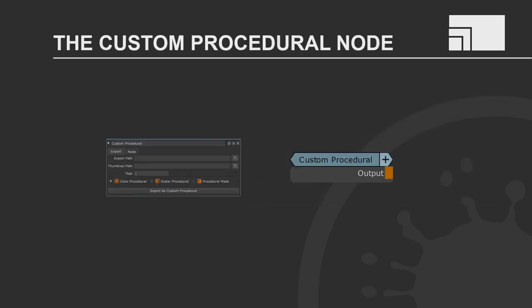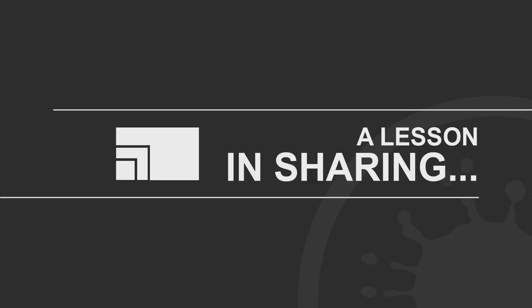MARI 4.7 introduces a new feature called Custom Procedurals, which is a special type of group node to improve the reusability and shareability of your procedural texture node networks. Now, why is shareability important in this instance?